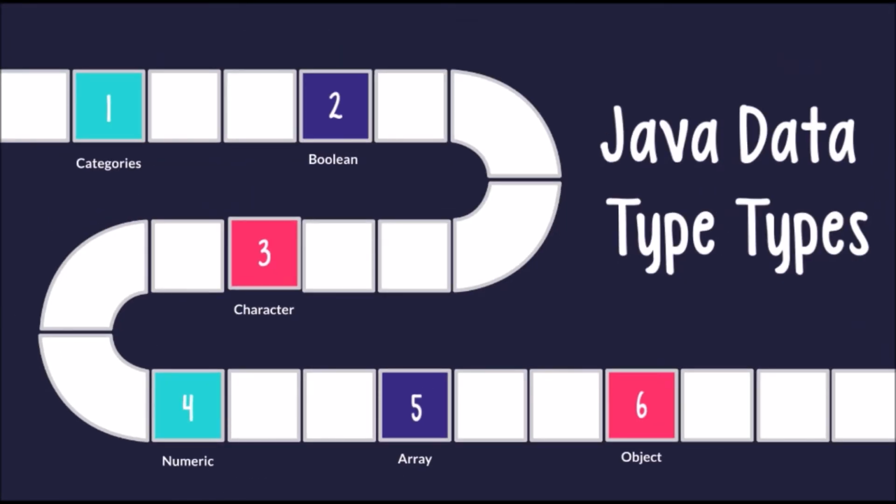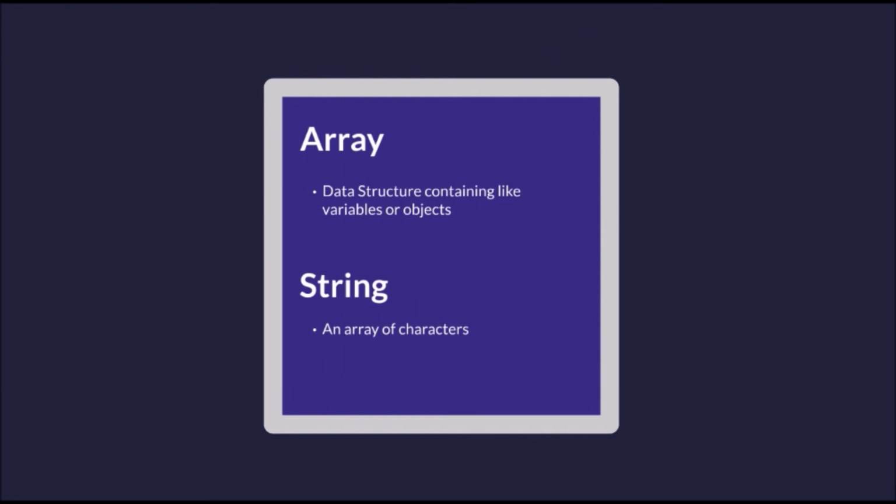And now for the non-primitive types. An array is a data structure containing like variables or objects. I have a specific video going over this, and I'll include it on the screen now. A string is just an array of characters. You can also think of this as simply a string of text.